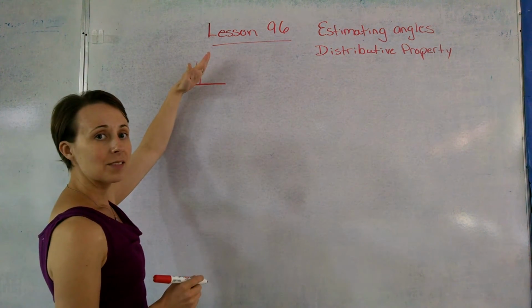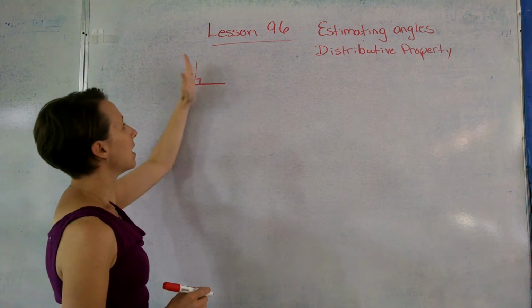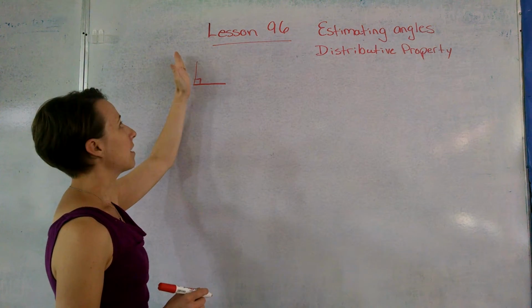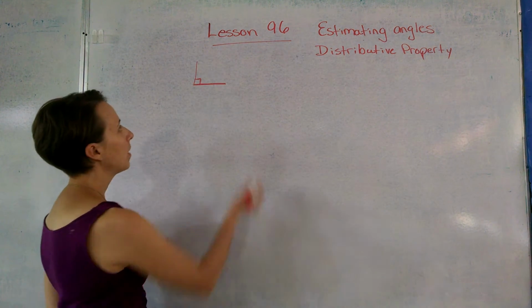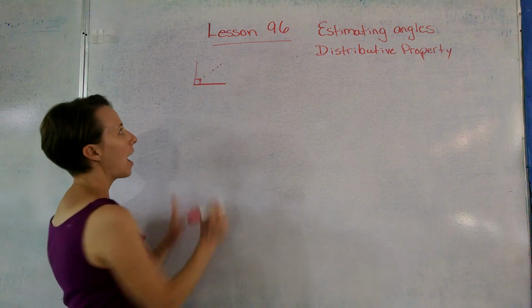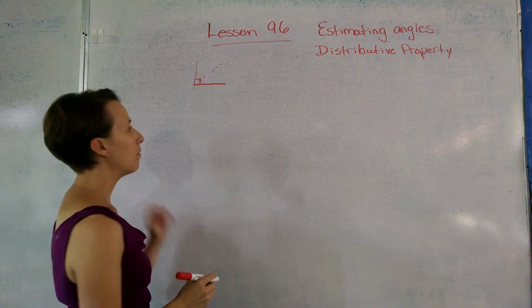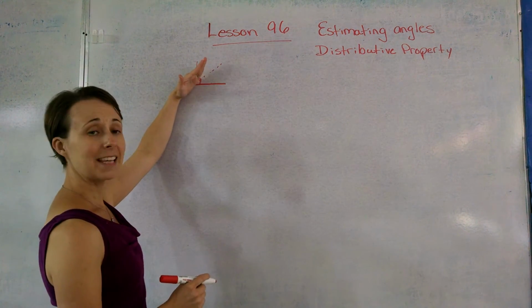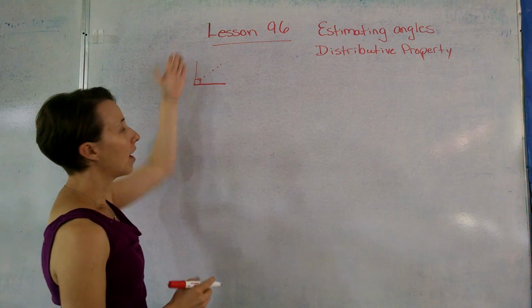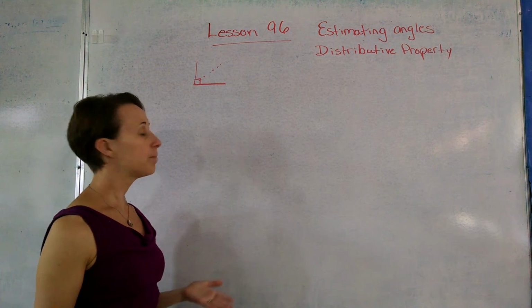Is it a little less? Maybe it's in the 80s or the 70s. Is it a little more? Maybe it's 95 or 100 or 110. And then I think about the middle. I know that half of a 90-degree angle would be 45. Is it less than the 45? Is it greater? And that helps me to get a general idea.